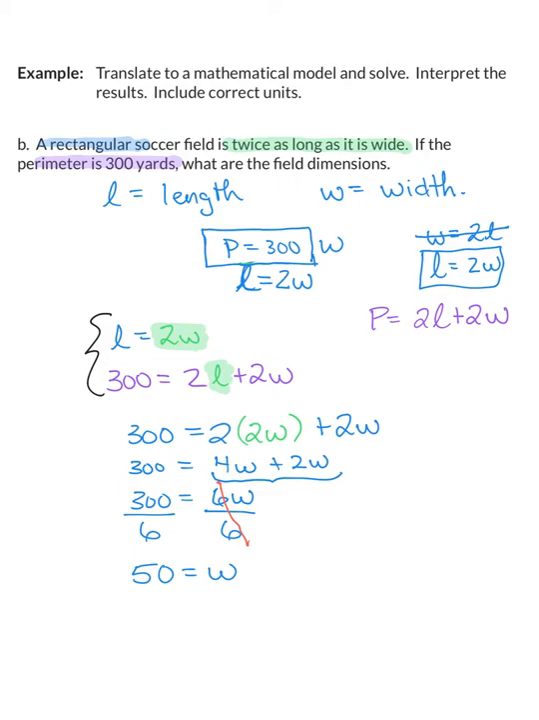So now what is the length? We're going to go ahead and take this, plug it back into our formula for L, or the perimeter formula, it doesn't matter. And if we do that, we get L equals 2 times 50. So L is equal to 100.